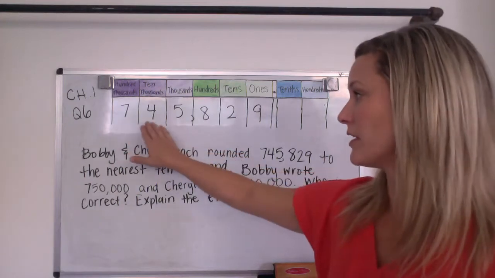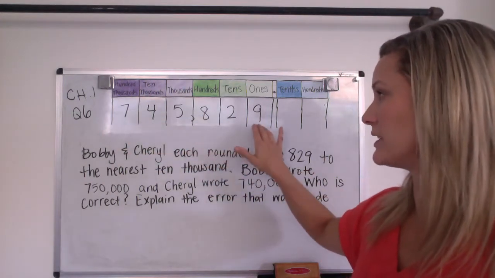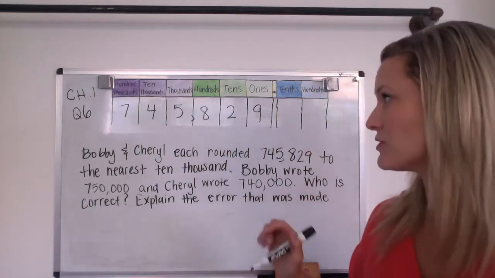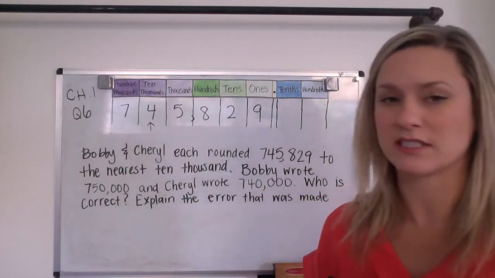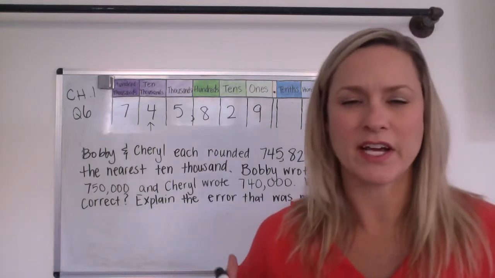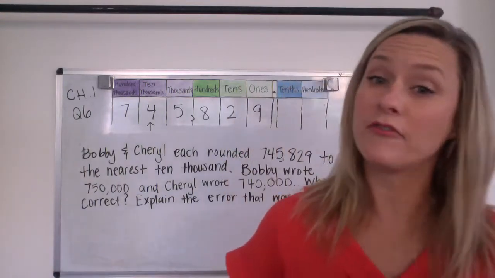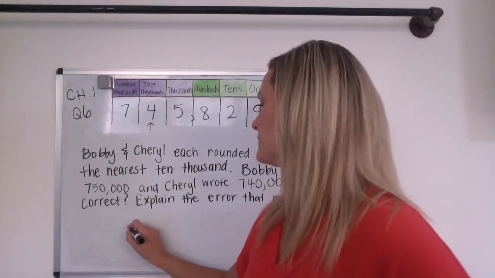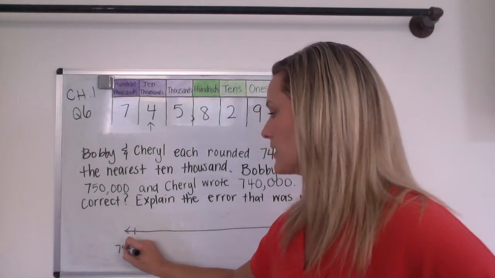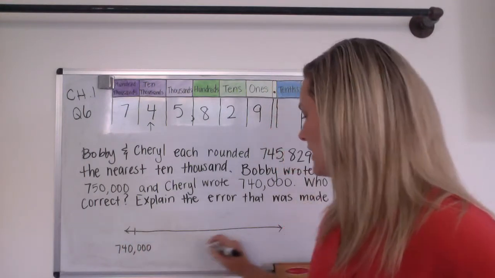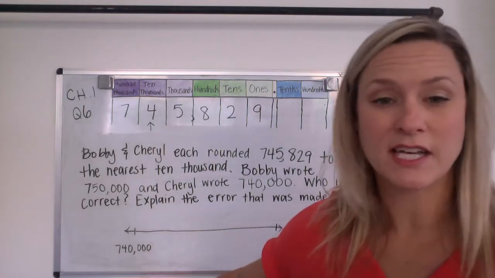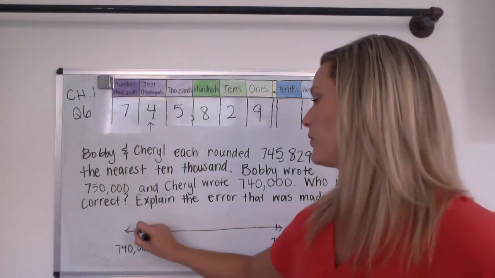Okay, so here's my number, 745,829. And we need to know what it will round to for the nearest 10,000. Well, the 4 is in the 10,000s place. So we are going to say, is this number closest to 740,000 or 750,000? So actually, I'm going to use a number line because I basically only round on number lines. 740,000, 750,000. Now, there's a difference of 10,000 between each of these endpoints.